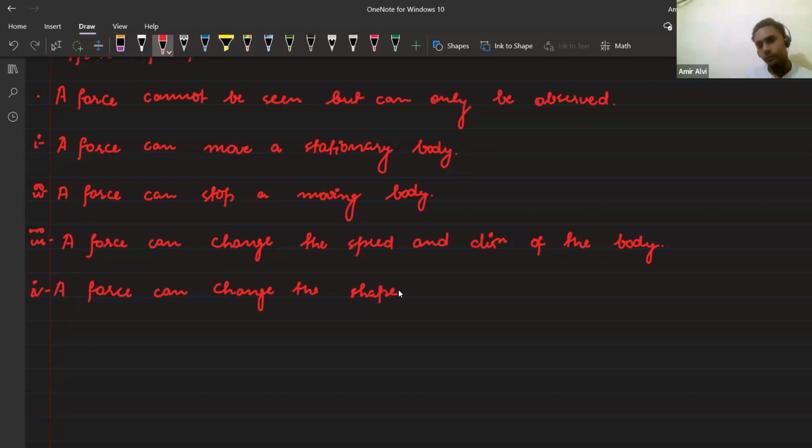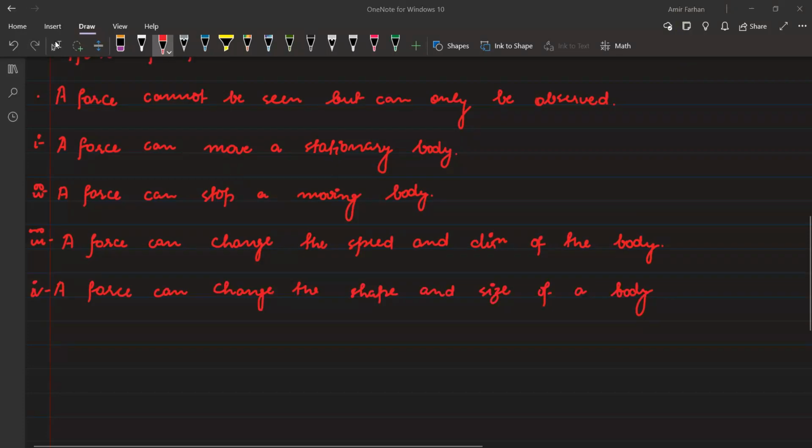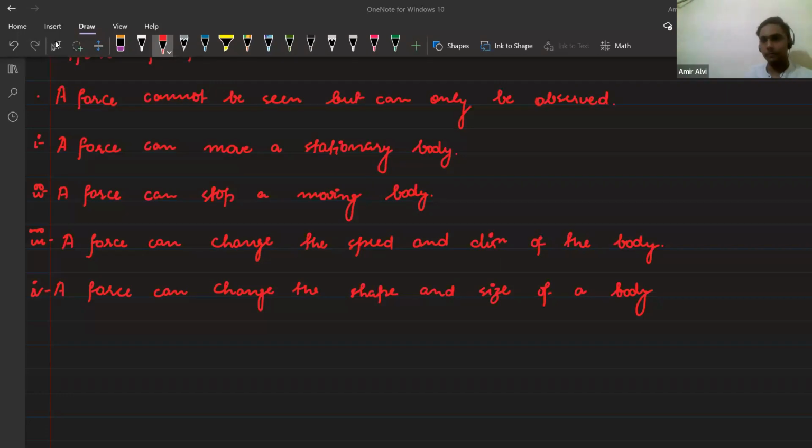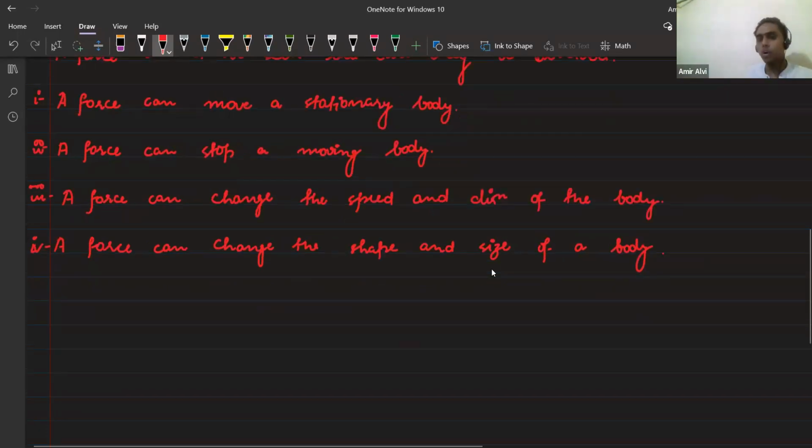Okay? Size also. Shape and size. Okay. So these are the effects of forces on a body, right? Clear, everyone? Please let me know. Is there any doubt, anybody? Yes.